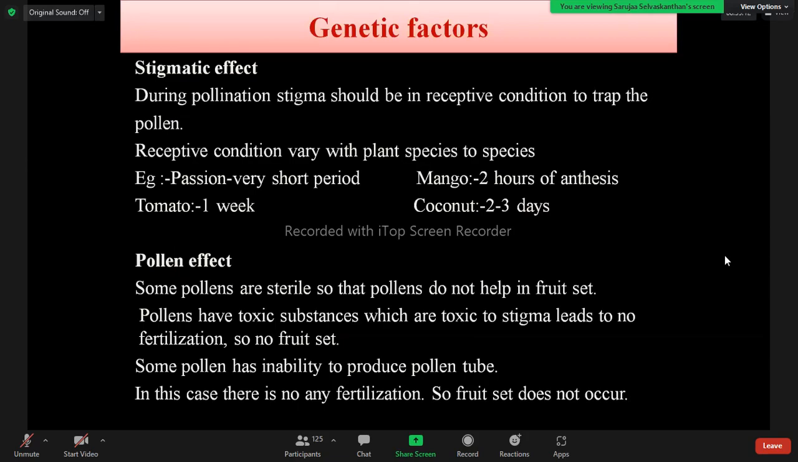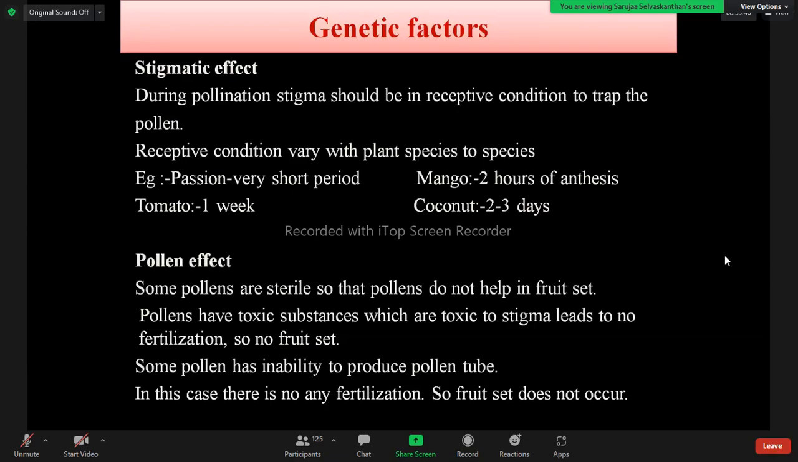Example, passion fruit, the stigma is receptive for a very short period. Mango, 2 hours is the receptive period. Tomato, one week, it's a long time. Coconut, 2 to 3 days. So receptivity varies from plant species to species. For pollination, stigma receptivity is important. That is the stigmatic effect.